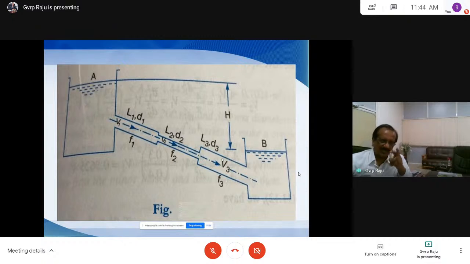With the help of those equations, you can solve the problem when the pipes are connected in series. Series is 1 by 1. Parallel means, I will come to that afterwards.